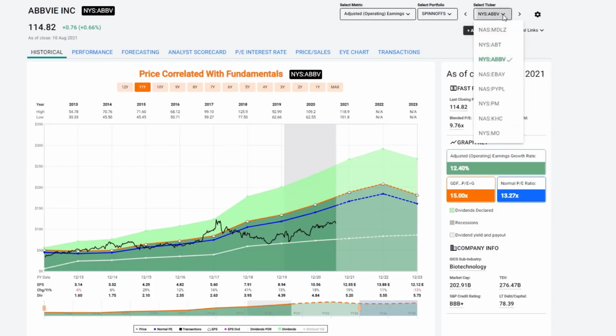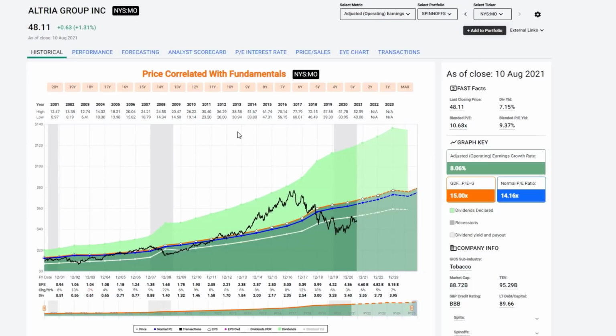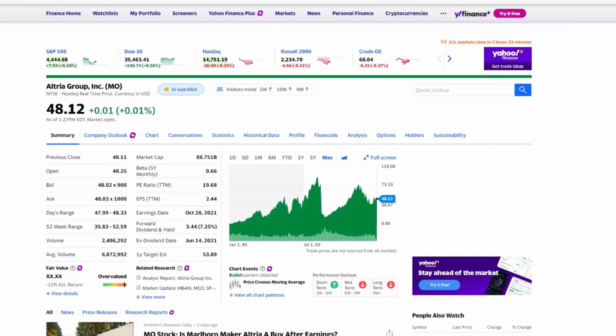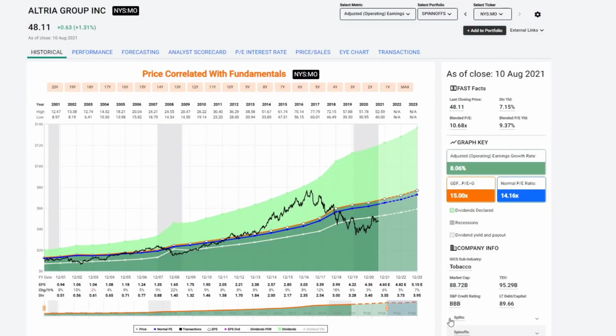I want to go back to Philip Morris here for a moment, because the idea is to make sure you're dealing with statistics correctly. When we report, for example, a blended PE of 10.6, we're showing earnings of somewhere between $4.36 and $4.60. If I get a quote on Yahoo, they're showing trailing 12-month earnings, that's what TTM stands for, of $2.44. So another question where people misunderstand statistics is they say, FastGraphs has to be wrong. You're showing $4 in earnings, and yet it's only $2.44 on Altria on Yahoo.